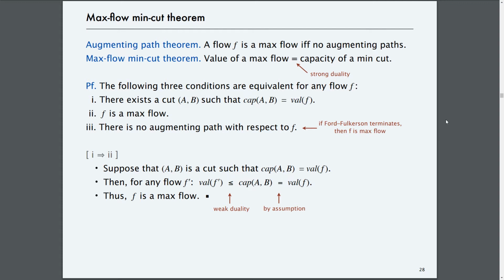So if there are no augmenting paths to find, then the flow f is a max flow. And so the max-flow min-cut theorem just states that the value of a max flow is equal to the capacity of a min cut. The following three conditions are equivalent for any flow f. First, there exists a cut (A, B) such that the capacity of (A, B) is equal to the value of f.